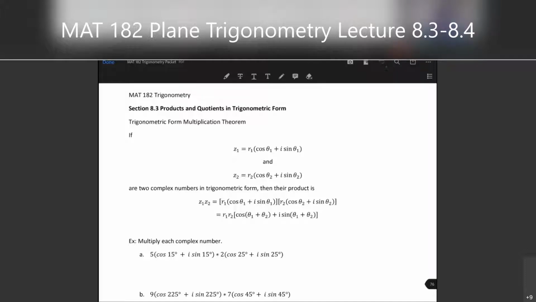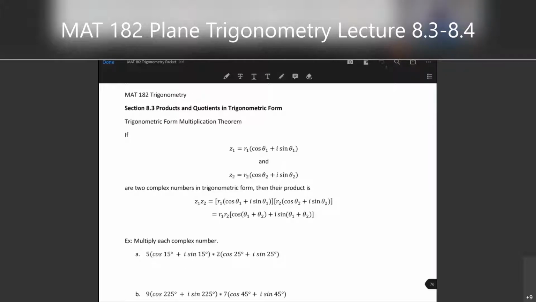But we're going to be jumping into section 8.3 to start. And this section is talking about some more properties with the trigonometric form of complex numbers. And so we're going to be going over really three operations in this section: a quotient property, a product property, and a power property. And how do we combine complex numbers with those operations?